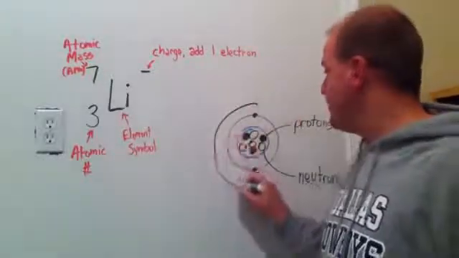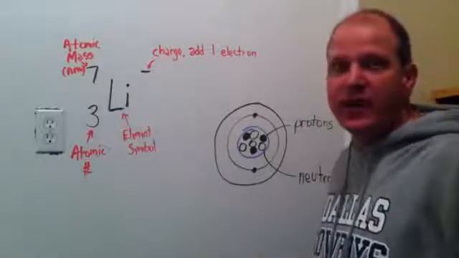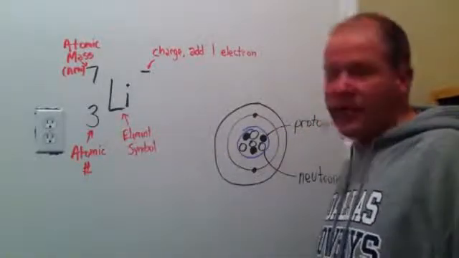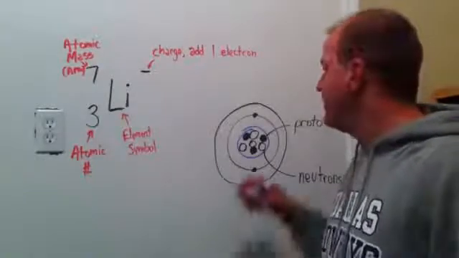Now, how many electrons can my second cloud hold? 8. That's right. So it can hold 8 electrons. How many do I need, though? I only need 2 more. I've already got 2 in the first cloud, so I've got to do 2 more.